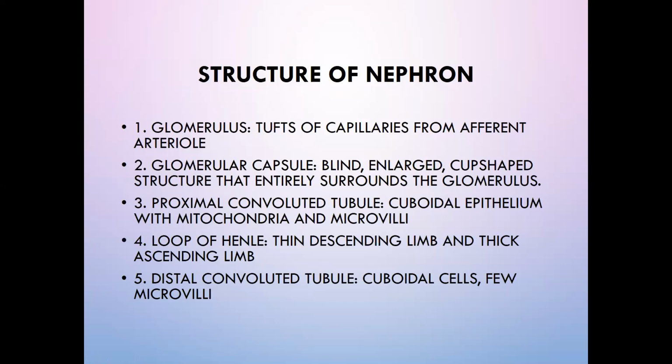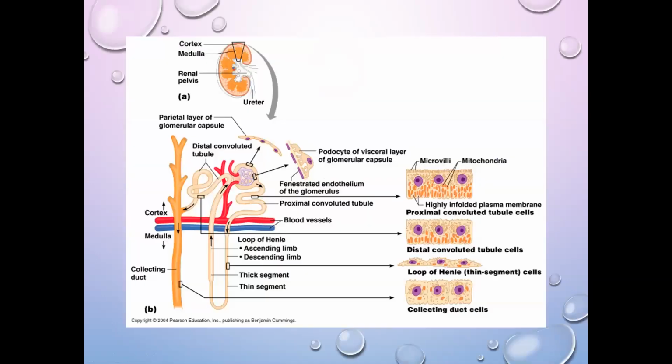Let's see, so it's going to entirely surround the glomerulus, we know that. Proximal convoluted tubule: simple cuboidal epithelium, mitochondria, and microvilli. Loop of Henle has different characteristics depending on where we are: the thin descending limb is simple squamous epithelium, and the thick ascending limb will be simple cuboidal with some microvilli again. And then the distal convoluted tubule has cuboidal cells because they came from the thick ascending limb, but not many microvilli.